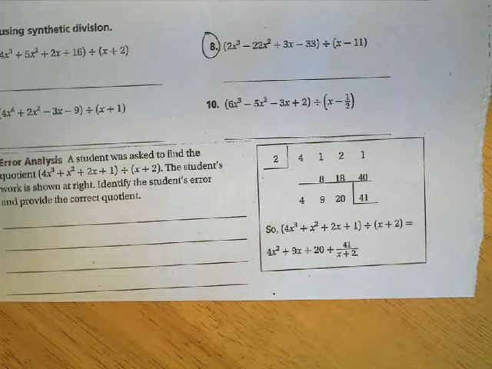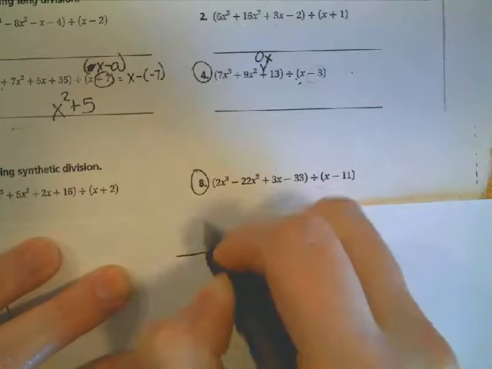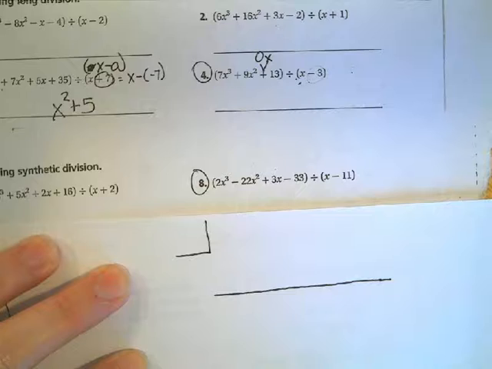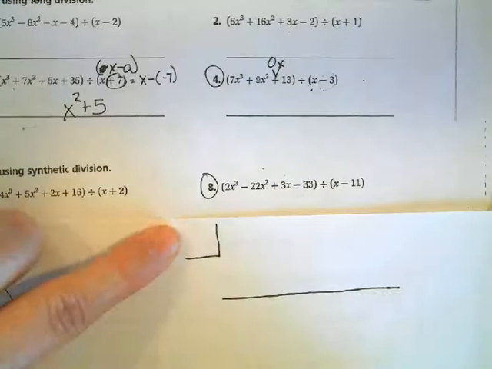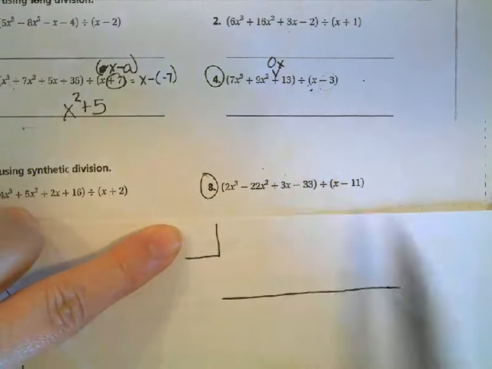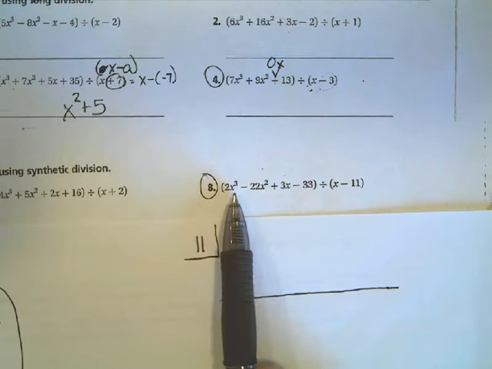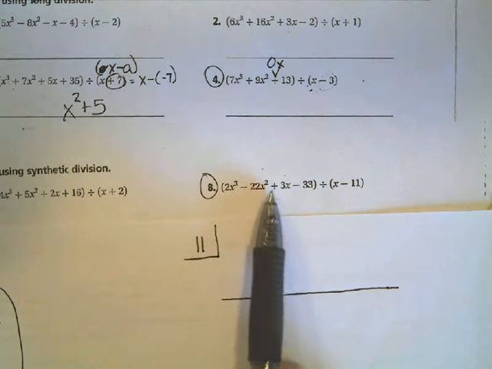All right? So we're going to work numbers 8 and 9 now with synthetic division. Go ahead and set up your synthetic division. The number that goes in this box, since this is x minus 11, is 11. Check your variables. You have x cubed, x squared, and an x, so you don't have any missing terms. So go ahead and write out your coefficients.